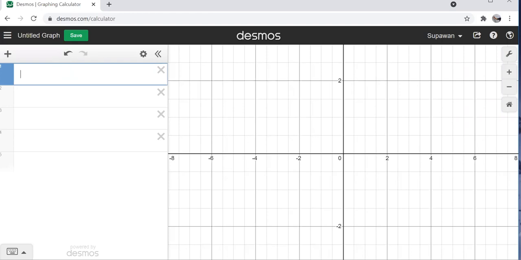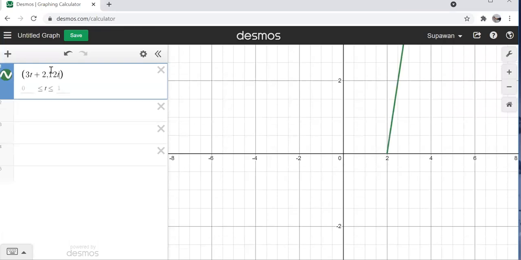For the first problem, we have x equals 3t plus 2 and y equals 12t minus 4. We put in the ordered pair, where the first coordinate is 3t plus 2 and the second coordinate is 12t minus 4, and t is between negative 3 and positive 3.